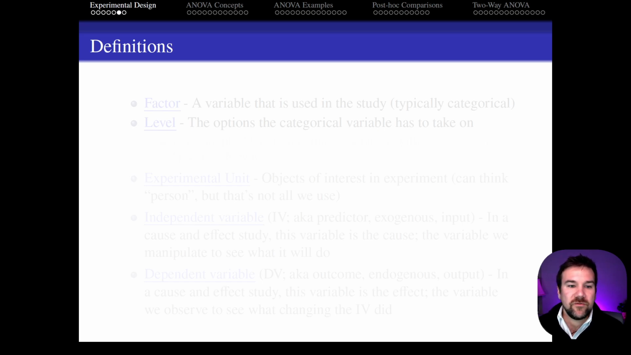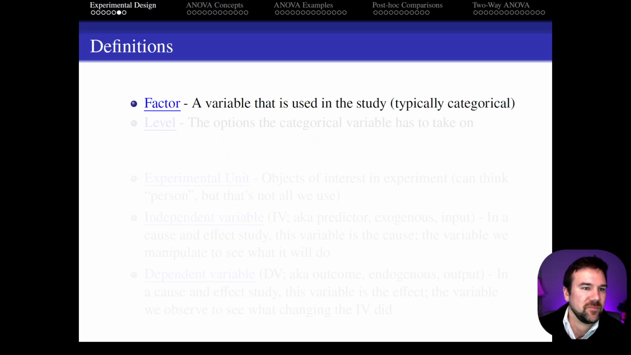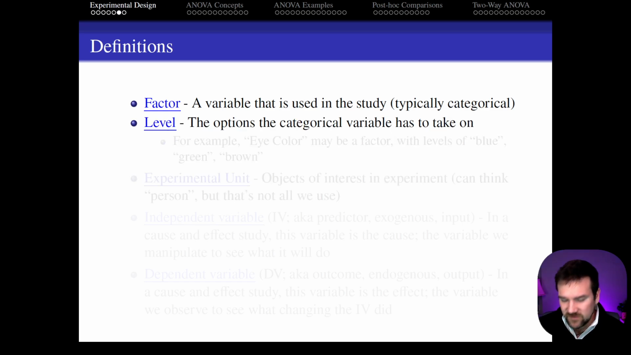All right, so moving beyond, we're going to talk about some definitions, and then we'll jump into one other random thing real quick, and then we'll be done with this video and move on to actually doing our ANOVA. So factor. When I say the word factor, I mean a variable that's used in a study, and it's going to typically be categorical. This is in contrast to a level or a factor level, which is the values that the categorical variable could take on.